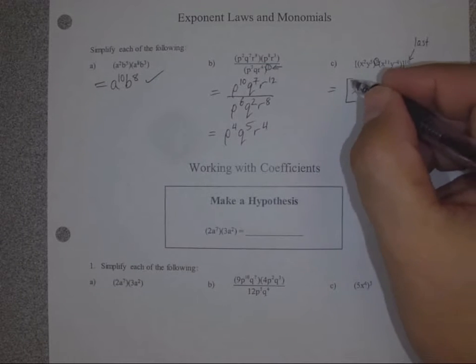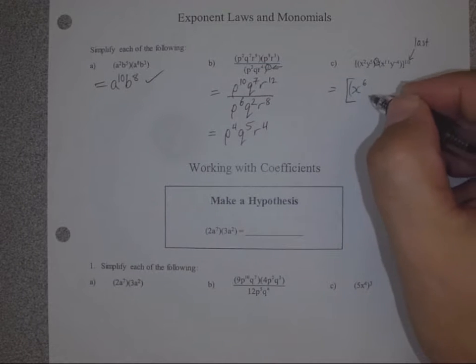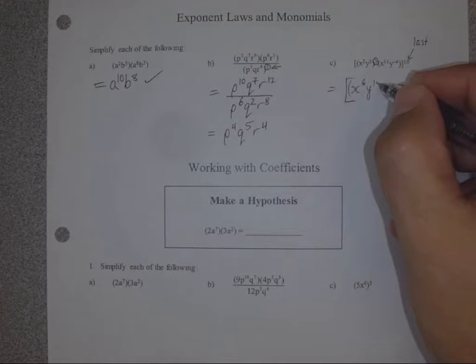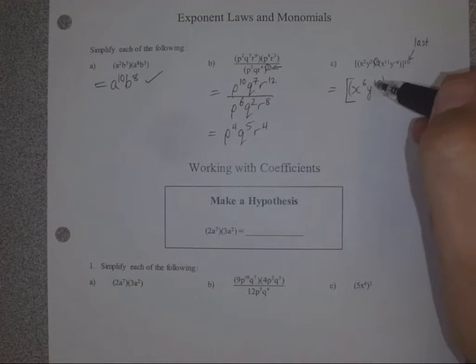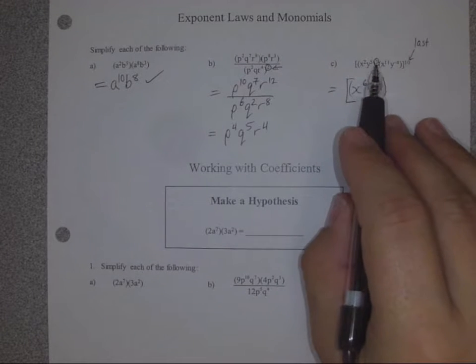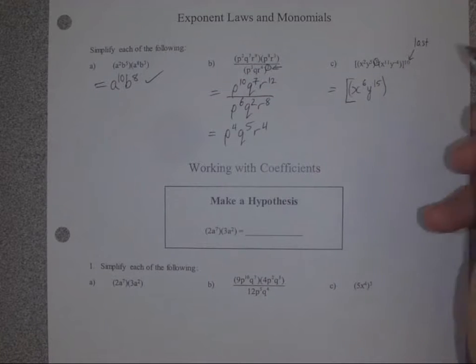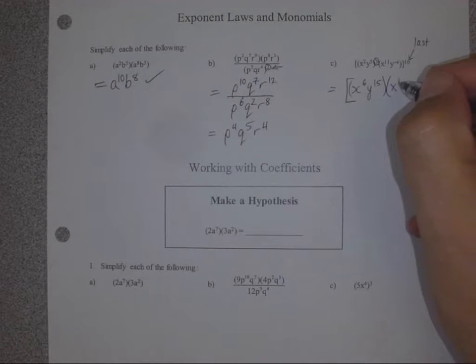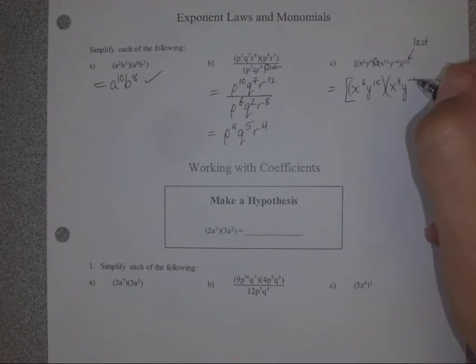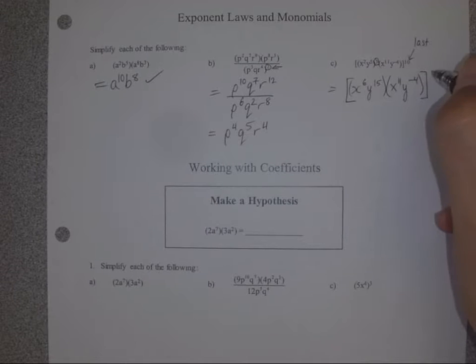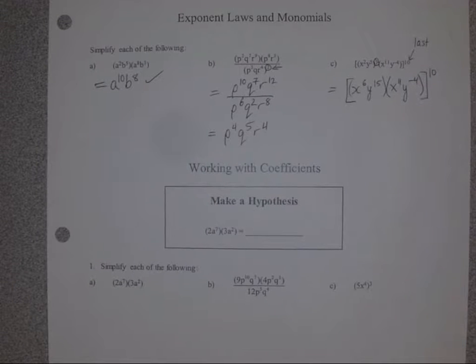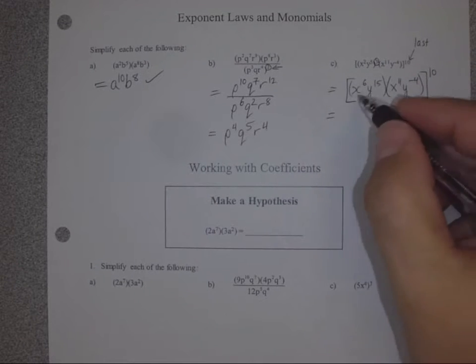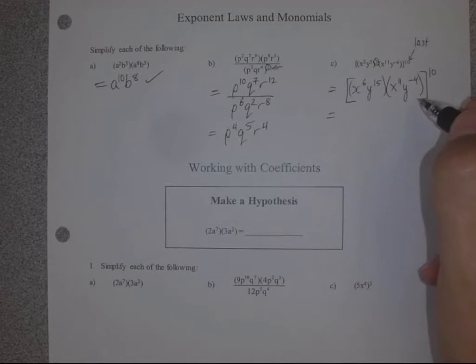This becomes x to the 6, y to the 15. What did I just do to get 6 and 15? 2 times 3, 5 times 3. Times x to the 11, y to the negative 4, all raised to the 10. Okay, looking better. Let's keep simplifying inside this big square bracket now.